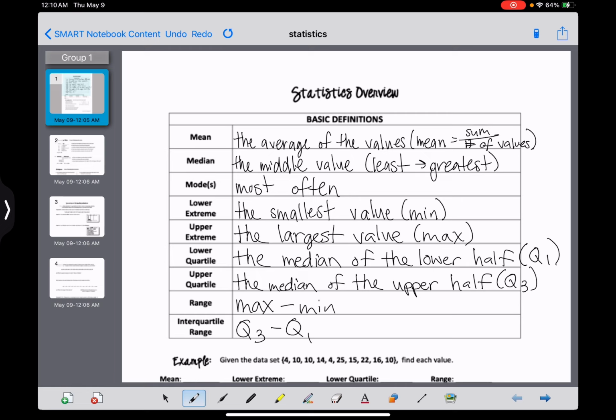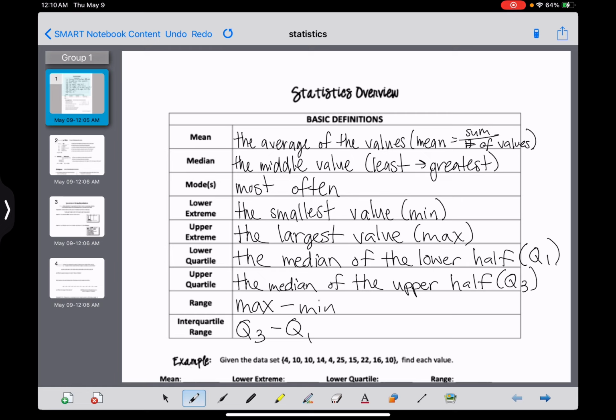Then we have quartiles. So your lower quartile is the median, that middle number of that lower half. And then the upper quartile is the median of the upper half. So the lower quartile, LQ, sometimes Q1. And then the upper quartile is UQ, sometimes Q3. So keep in mind those are interchangeable. You might see one or the other. Just keep in mind they mean the same thing.